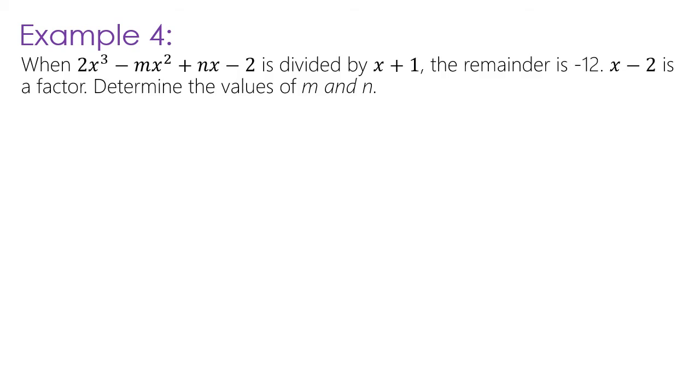Example 4. We're going to move on to a challenge question. So this is like a thinking or application question. This is a question I like. When 2x cubed minus mx squared plus nx minus 2 is divided by x plus 1, the remainder is negative 12. X minus 2 is a factor. Determine the values of m and n. This is a good question.